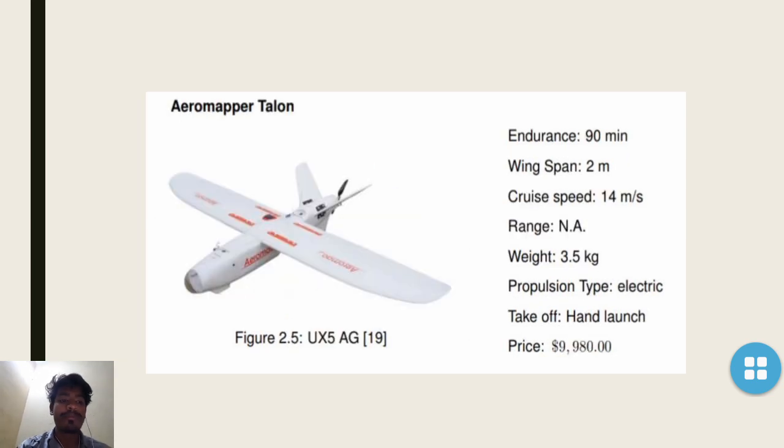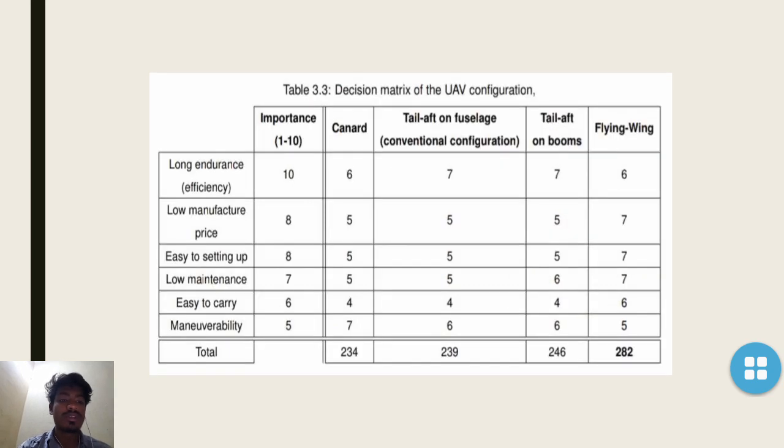Aeromapper Talon. Its endurance is 90 minutes, wingspan is 2 meters, cruise speed is 14 meters per second, and weight is 3.5 kg. Propulsion type is electric, and takeoff is by hand launch.